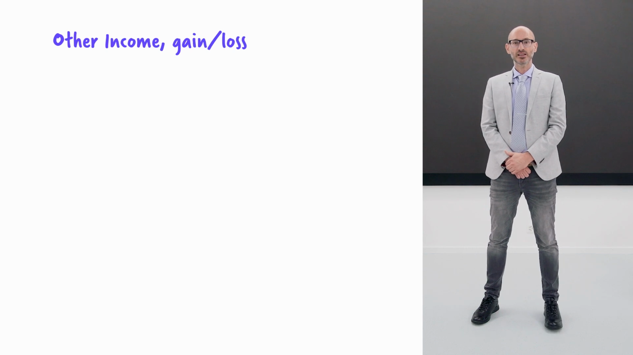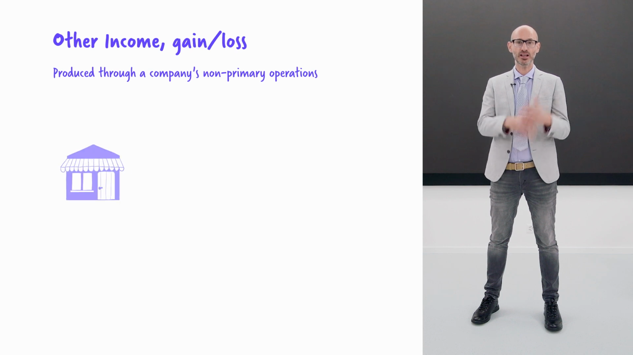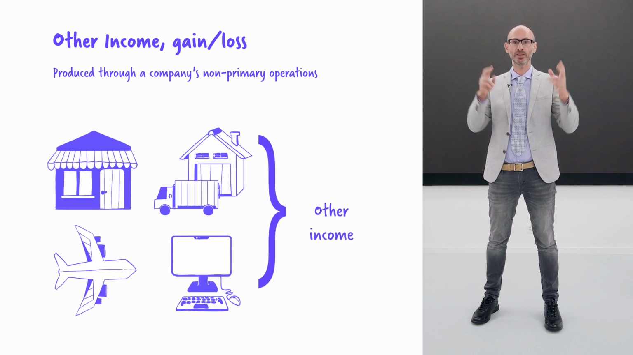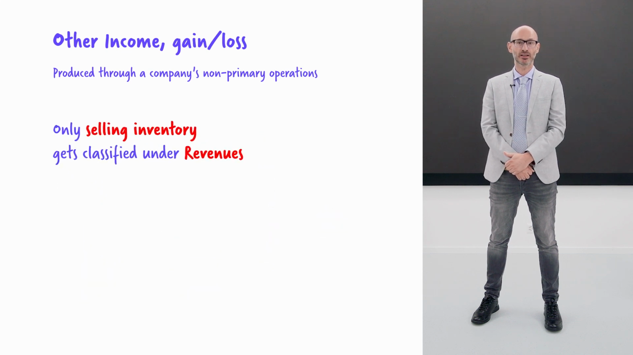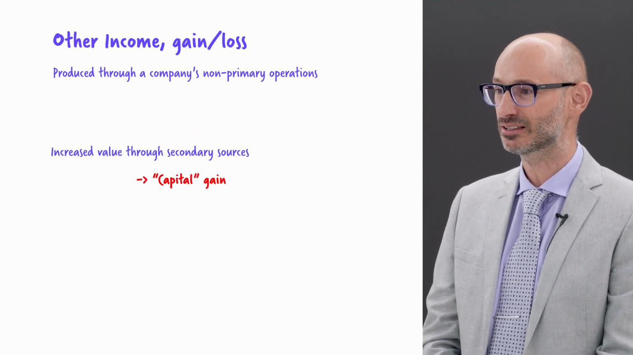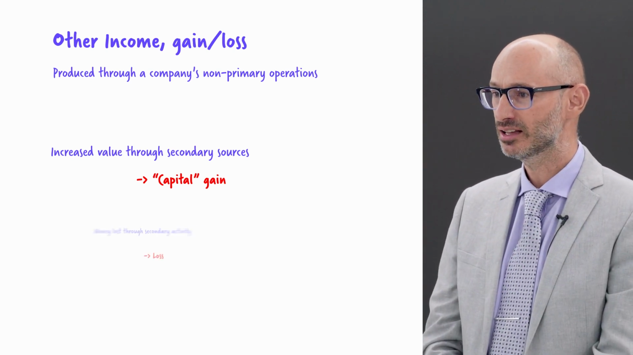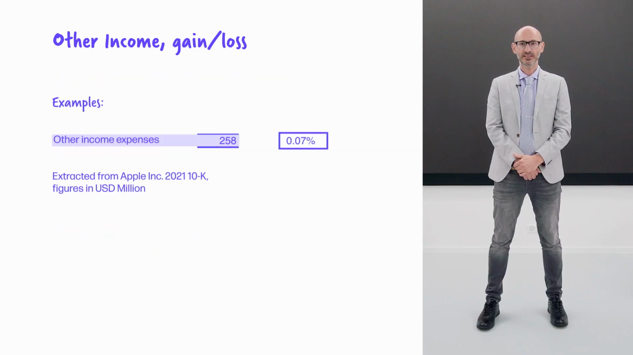The next line item is other income. Gains and losses are produced through a company's non-primary operations. You sell a store, a warehouse, the corporate jet, the office computer which you no longer use, that would be other income, since it is not inventory. Only inventory gets classified under revenues. Anytime a company produces a profit or realizes increased value through secondary sources, it is a capital gain. Conversely, a loss is realized whenever a company loses money through secondary activity. For Apple, this is a tiny amount of 0.07%. They had $258 million of other income this year.